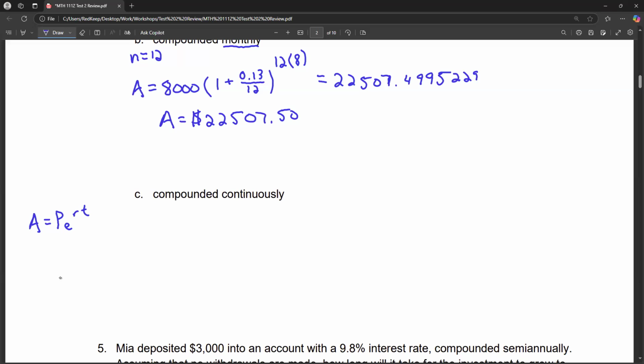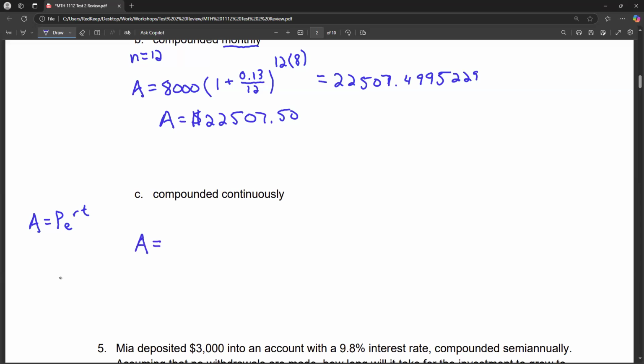So the values are similar, right? We know our P value. We know our r value, that's our rate as a decimal. And then, we know our t, our time in years. So let's go ahead and put this together. Again, we're going to use this equation for compounded continuously.